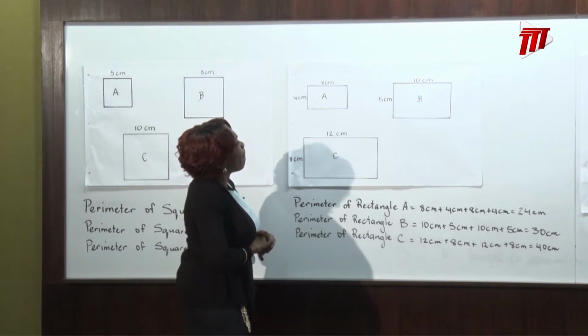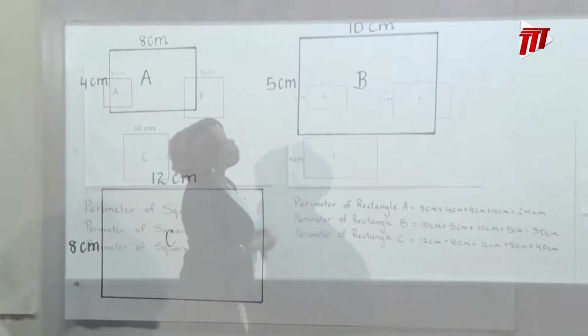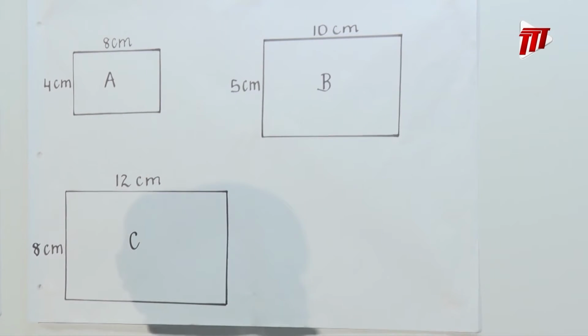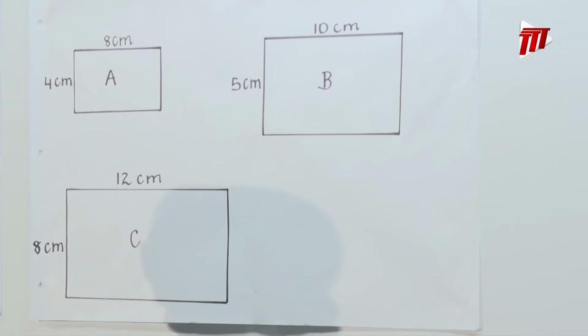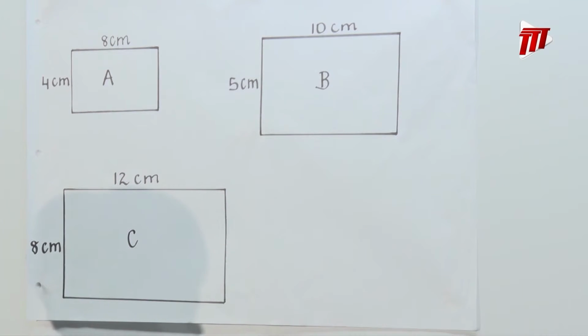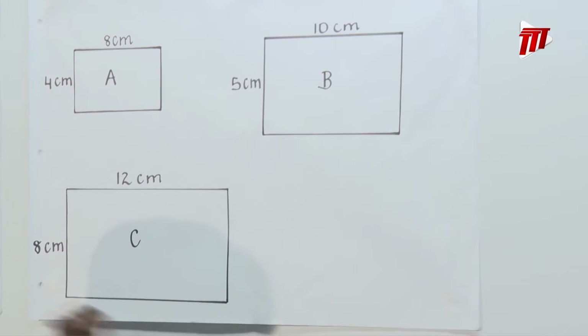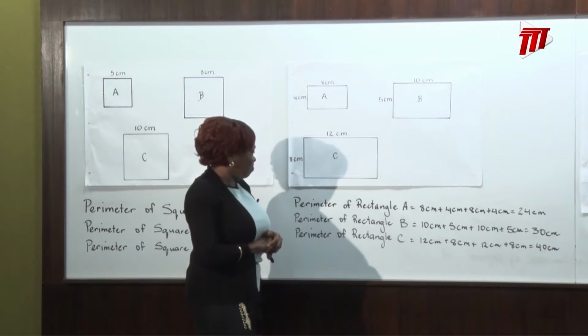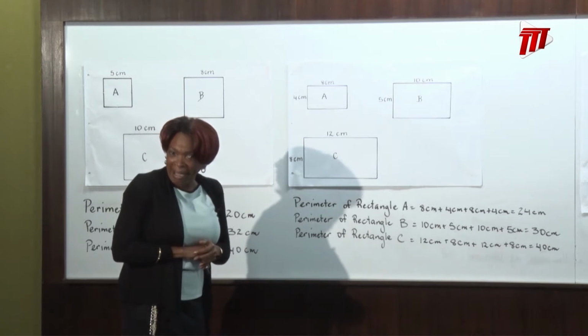Let's check. Rectangle B now. Length is 10 centimeters. Breadth is 5 centimeters. 10 centimeters add 5 centimeters will give us 15 centimeters. 15 centimeters multiplied by 2 will give us 30 centimeters. I'm seeing a pattern forming here.